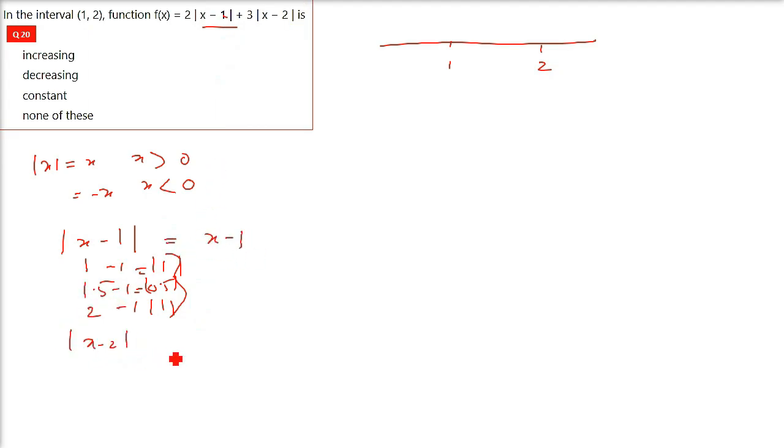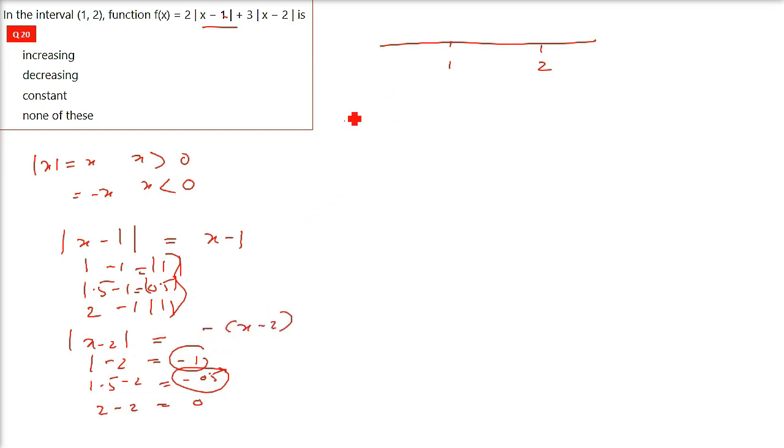Coming to mod x minus 2. Now just put any value between 1 and 2. Again, same values I'm going to take. 1 minus 2, 1.5 minus 2 and 2 minus 2. What do you get? You get a negative 1, you get minus 0.5 and a 0. So every time you get a negative value. That means mod x minus 2, in particular in this 1 to 2 interval, will always be negative.